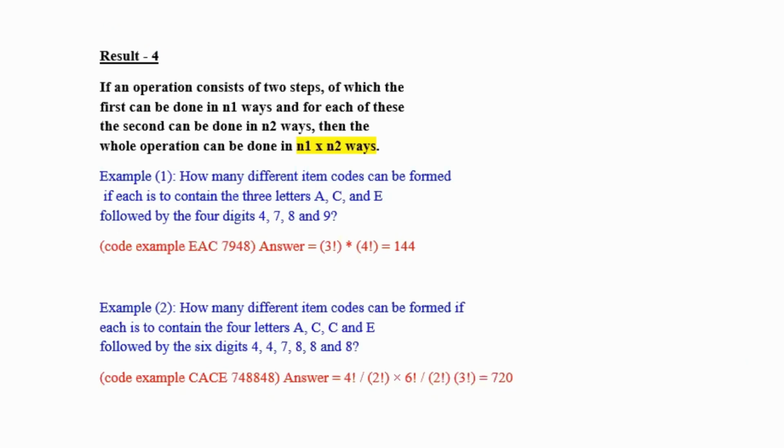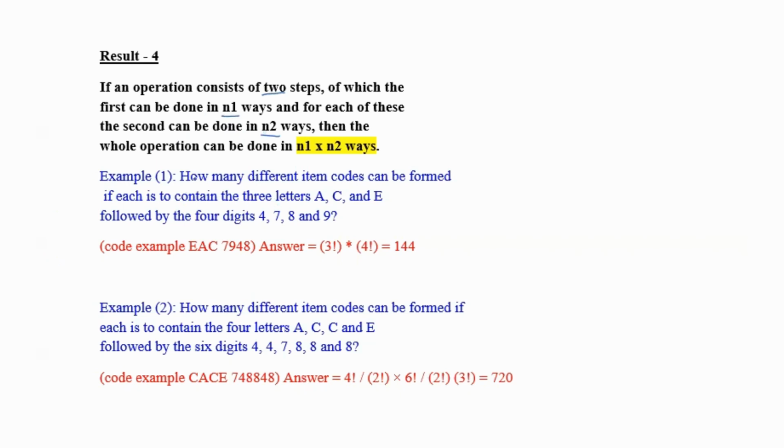Now let's look at the fourth result. Here, a hint of multiplication rules comes into play within the arrangements. If an operation consists of 2 steps or multiple steps, of which the first can be done in n1 ways, and for each the second can be done in n2 ways. So n1 and n2 are processes of either result 1, result 2, or result 3. It's basically just one arrangement, and now one arrangement happens right after the other, just like we chose a t-shirt and then a trouser. So how can we do that when it comes to arrangements? We are going to learn in this result.